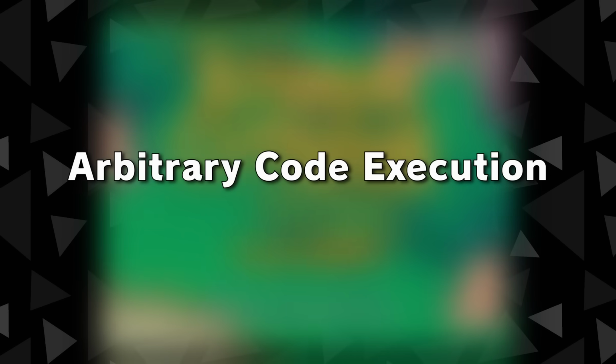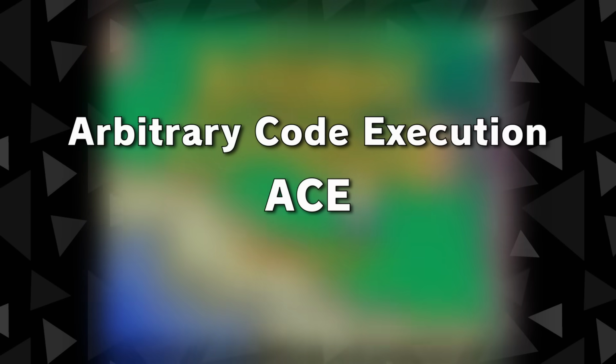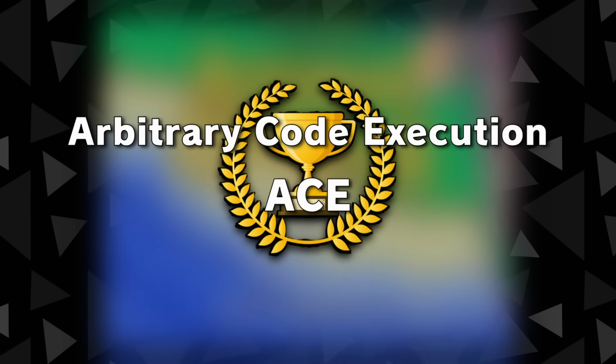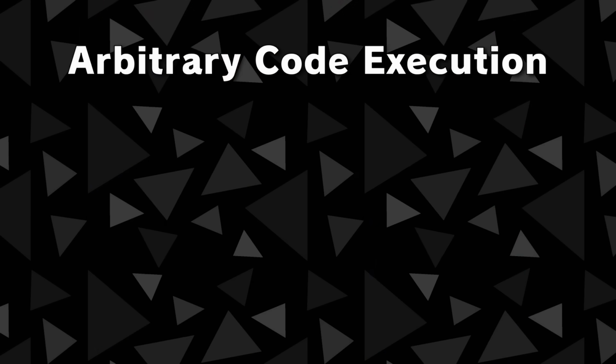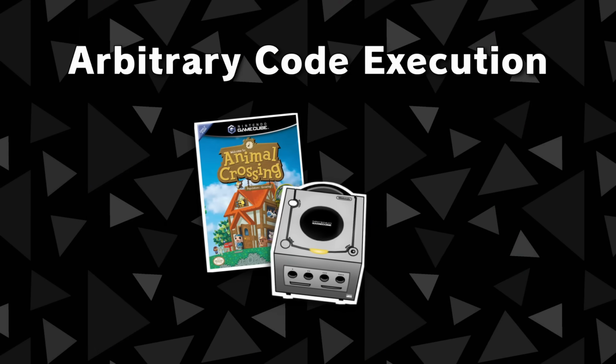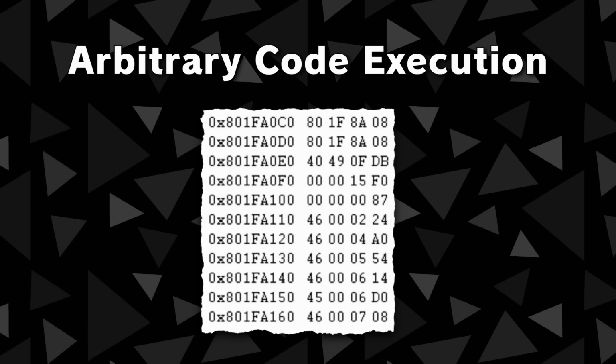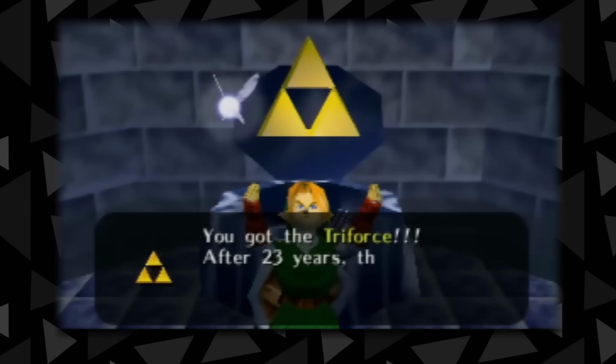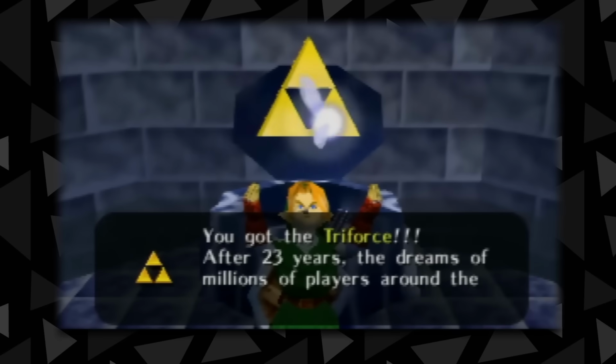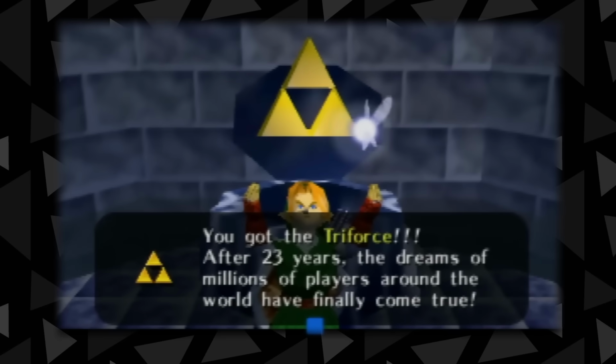Arbitrary code execution, or ACE for short, is often seen as the holy grail of video game exploits. As the name implies, arbitrary code execution allows players to quite literally run their own arbitrary code in places the game never intended. In the context of video games, the possibilities of being able to execute your own code in a game is near limitless.